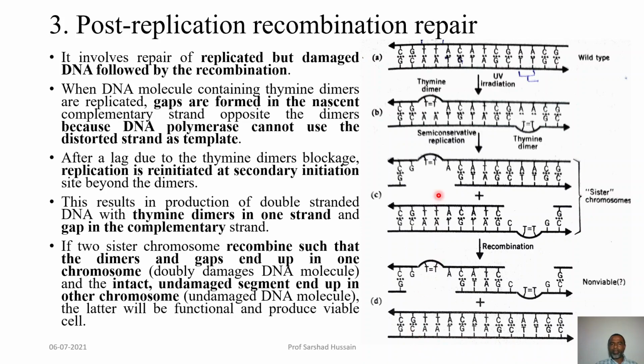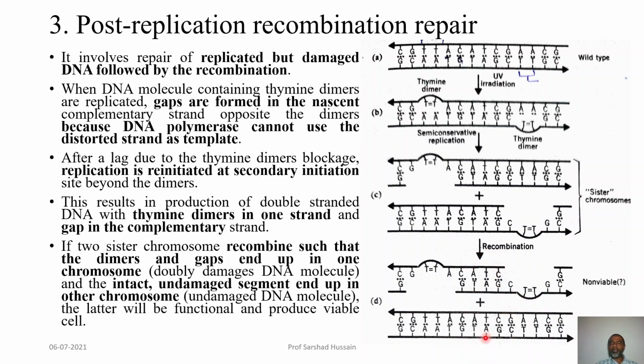On the other hand, this portion having the thymine dimer joins the part having the gap also. So, we will have the thymine dimer and the gap, and accordingly this thymine dimer will join this gap part. So, it will have the dimer and the gap. So, one chromosome is non-viable, whereas the other is wild type.